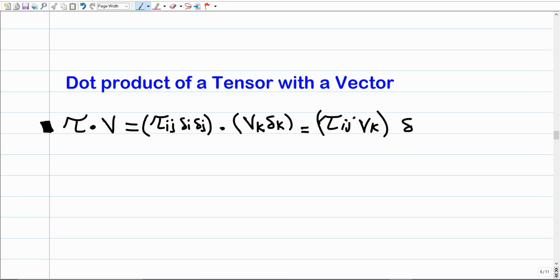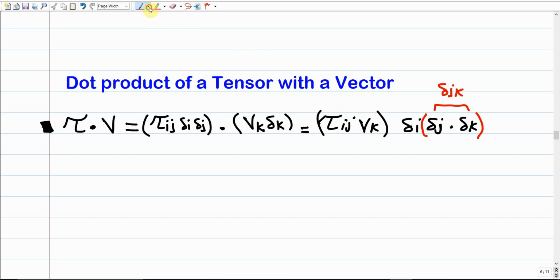Then we end up with delta i delta j dot delta k. The operation itself should be done over the unit vectors. If you remember what we discussed above about the operations over the unit vectors, the single dot product should be done over these two unit vectors, and we just carry on the delta i as it is. This automatically gives us delta j dot delta k, which is delta jk, the canonical delta.